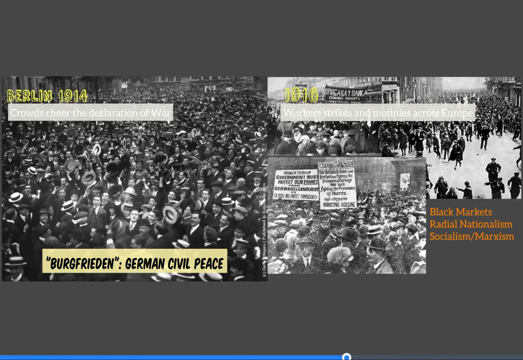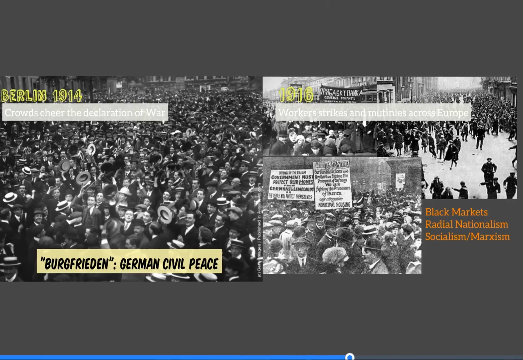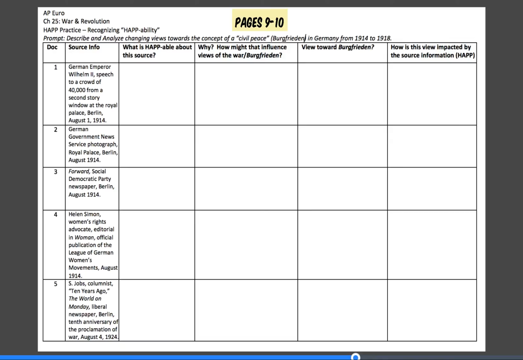Okay, so you're ready for your 2 tasks. Like I said, one was the warm-up on page 18, but when you're done with that, you're going to turn to pages 9 and 10 and work with a document set about this concept called Burgfrieden. And the prompt is describe and analyze changing views towards the concept of civil peace, Burgfrieden, in Germany between 1914 and 1918.